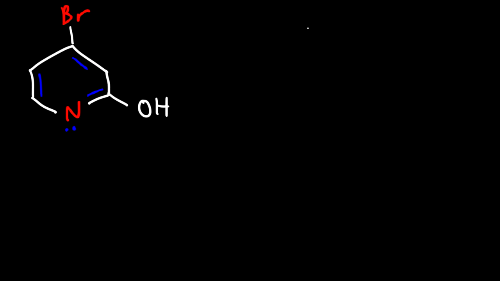Now let's work on some example problems. Let's say if we have an OH group on position 2 and a bromine atom on position 4. And we have our pyridine ring. Let's say if we react this with a strong base like methoxide. And let's add some heat to it. What's going to be the major product in this example?